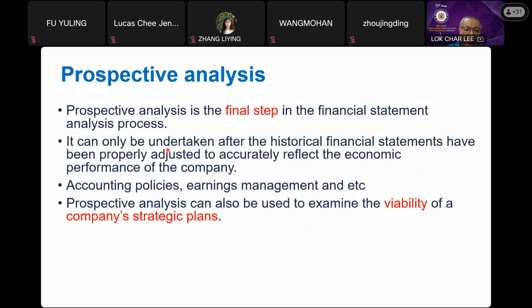It can only be undertaken after the historical financial statements have been properly adjusted to accurately reflect the economic performance of the company. Normally the company will need to adjust for abnormal items, those items that only happen in particular years. Then we remove those items from the financial statements in order to make a more accurate prediction.